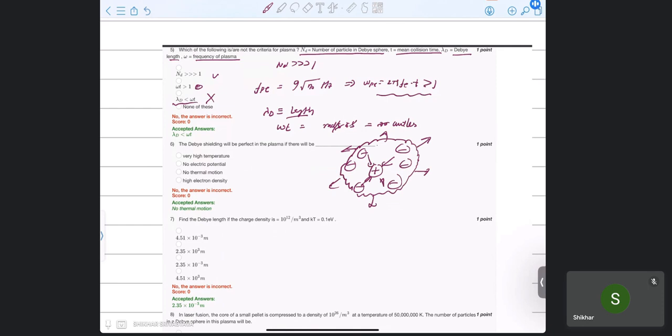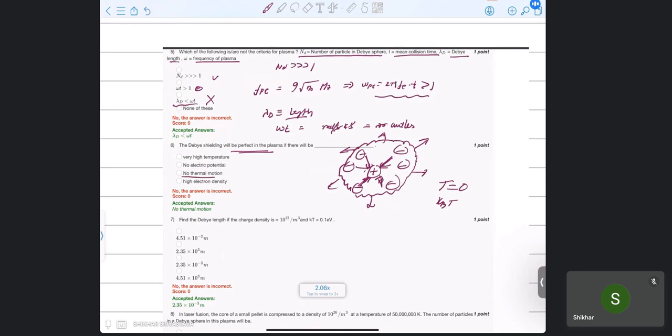So if there is no temperature, if there is no thermal motion, ideally T is 0, no thermal energy, then all these electrons due to Coulombic interaction will completely stick to this positive charge, completely nullifying it and giving perfect shielding. So the shielding will be perfect in the plasma if there is no thermal motion, no thermal energy. Okay.